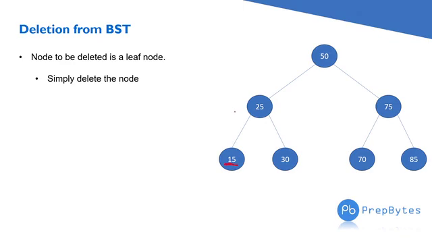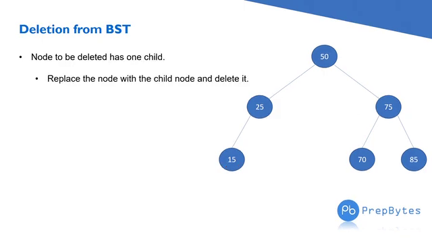So in case of deletion we have to take care of a few points, correct? 15 can be directly deleted, 30 can be directly deleted, because they are leaves and there is no node below them. So they do not have to take care of anything. Simply delete the node. If I want to delete 70, I can directly delete 70 from my binary search tree.